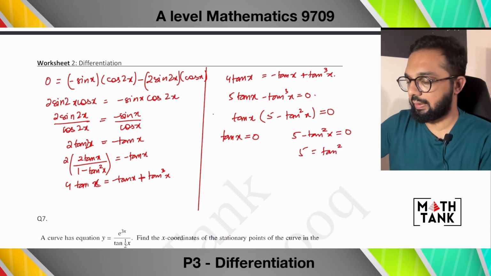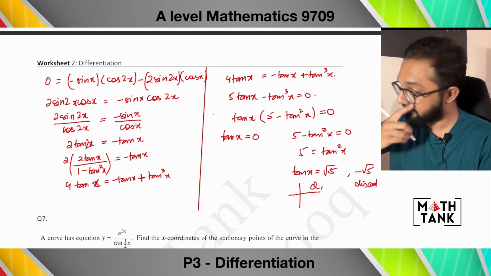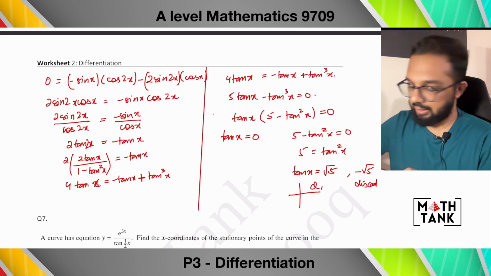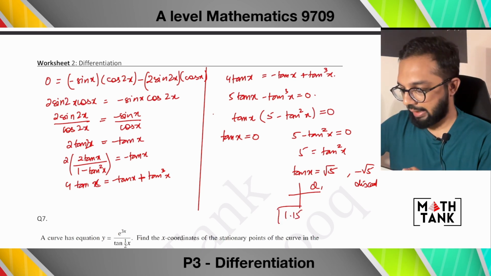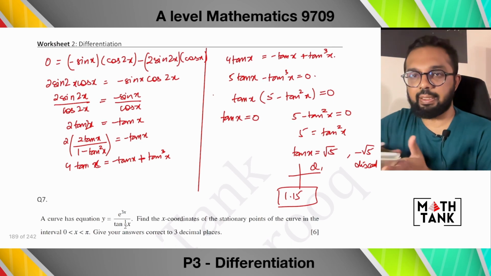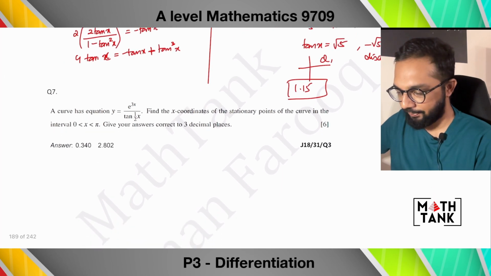Tan square x, tan x equals root 5 or minus root 5. This gets obviously discarded. I choose my quadrant, quadrant 1, and I say that tan inverse of root 5 should give me the final answer. That gives me 1.15, and that is indeed the correct answer. Okay, sometimes mistakes happen, and there's just small mistakes that you overlook.